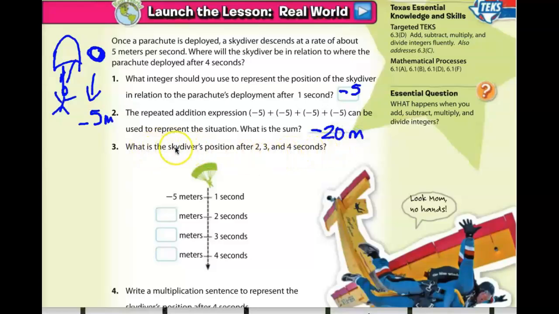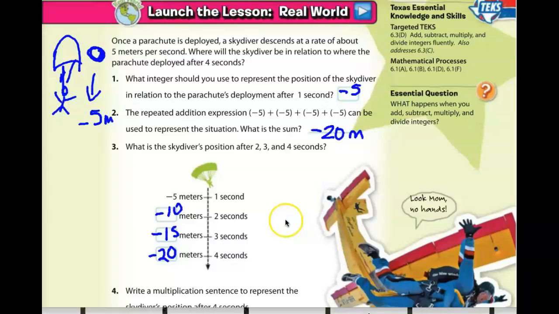Okay, so what is the skydiver's position after 2 seconds, 3 seconds, 4 seconds? So what is it after 2 seconds? Go ahead and answer that. It's -10. What about 3 seconds? What will that be? Answer that question. -15. What about 4 seconds? What's that going to be? -20.